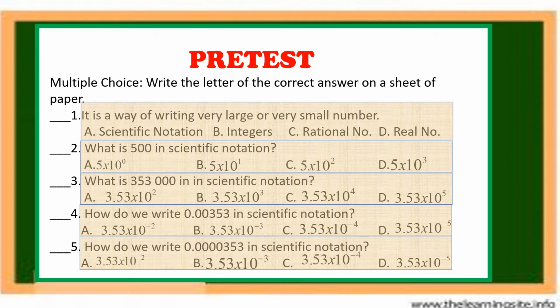Last number, number 5, how do we write 353 ten millionths in scientific notation? Letter A, 3.53 times 10 raised to negative 2. Letter B, 3.53 times 10 raised to negative 3. Letter C, 3.53 times 10 raised to negative 4. Letter D, 3.53 times 10 raised to negative 5.